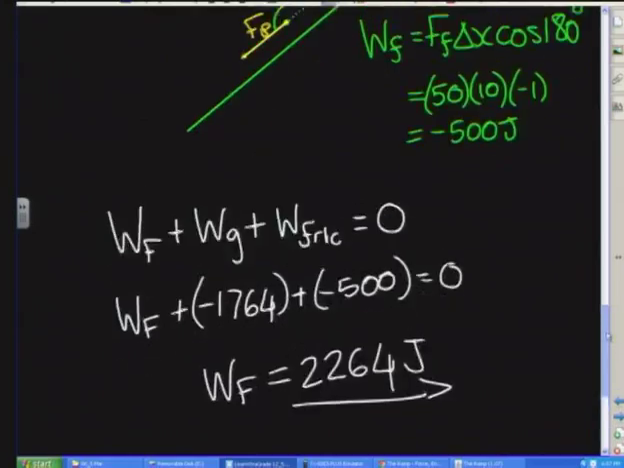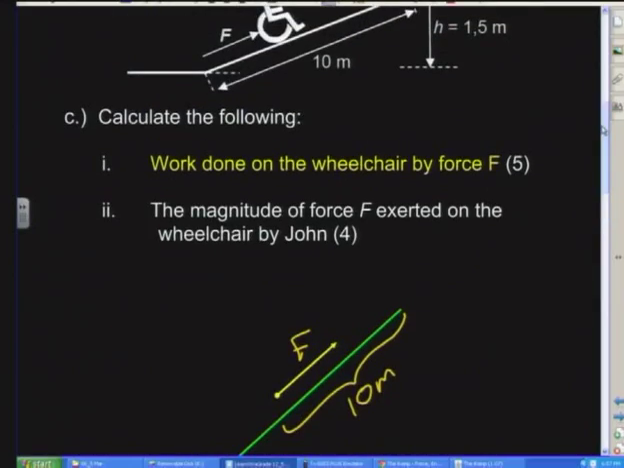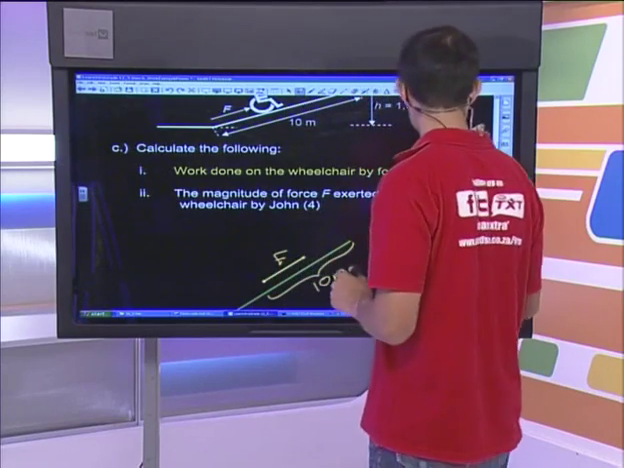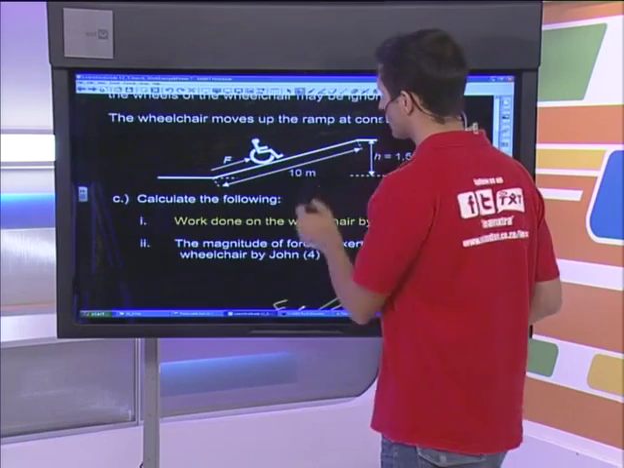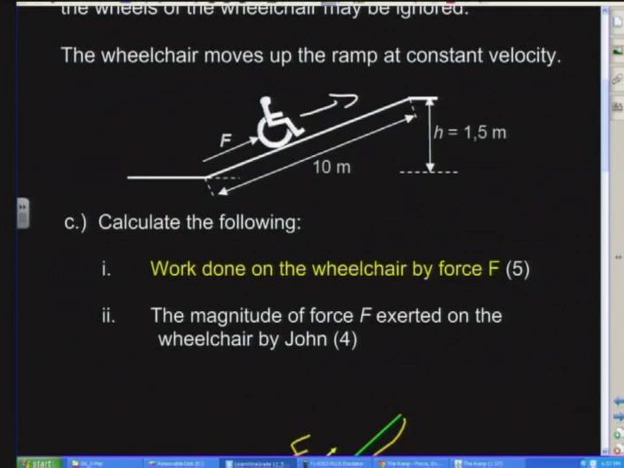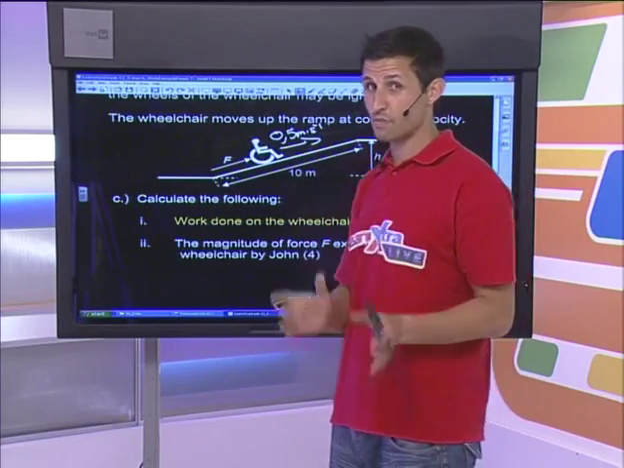Now, what I'm going to do is give a little bit of a challenge. We're running a little bit short on time, but I want to push you in the right direction. So what I'm going to tell you is that this wheelchair is capable of going up this hill at 0.5 meter per second. All right, so this wheelchair is going up there at a constant velocity of 0.5 meter per second. Guys, I want you to calculate the power.